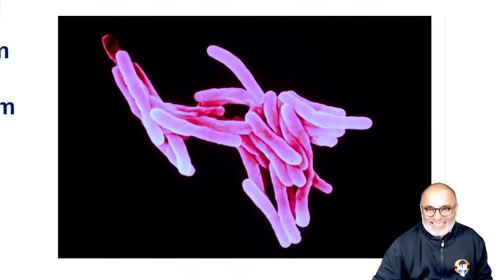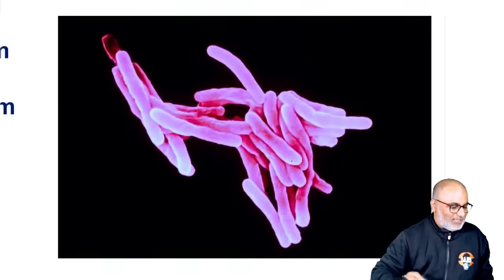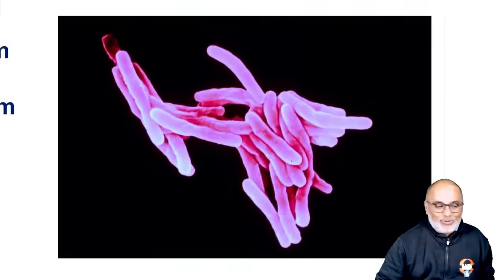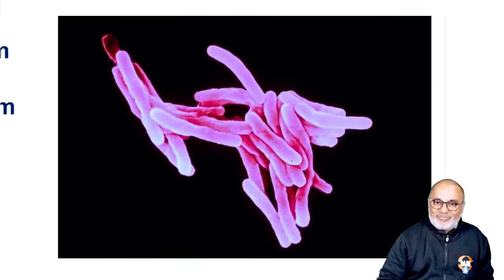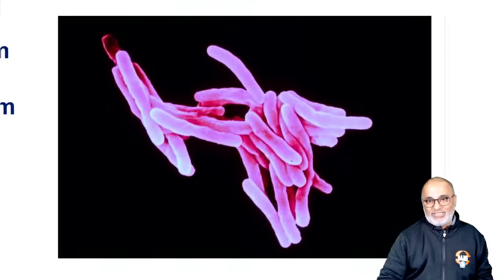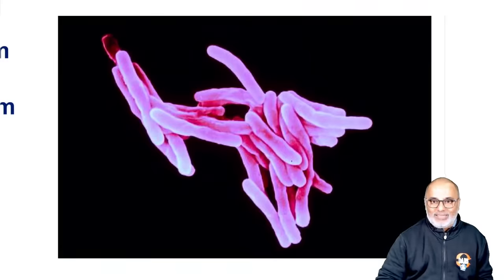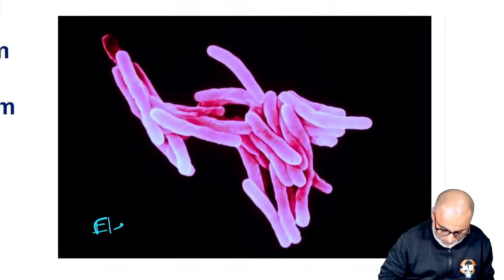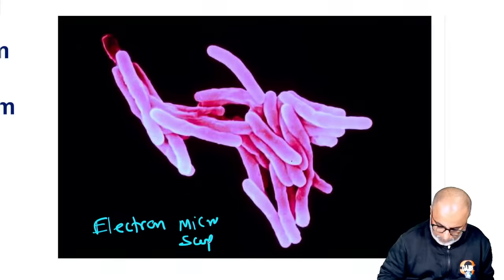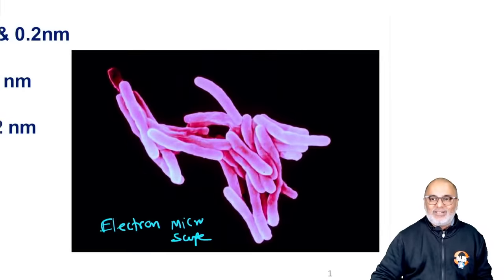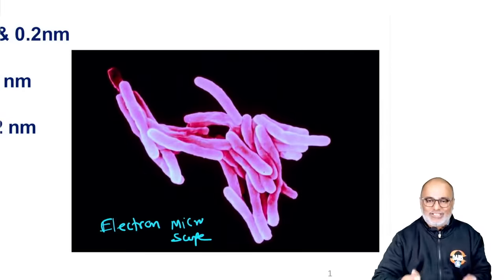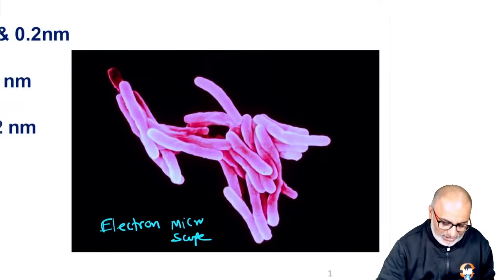It is not acid fast stain, because commonly we are using acid fast stain for Mycobacterium tuberculosis. It is not acid fast stain. This is not a fluorescent stain also. Fluorescence will glow yellowish color, auramine, rhodamine. This is an electron microscope. Which electron microscope? We are seeing a three-dimensional structure. So the three-dimensional structure we can see with a scanning electron microscope.